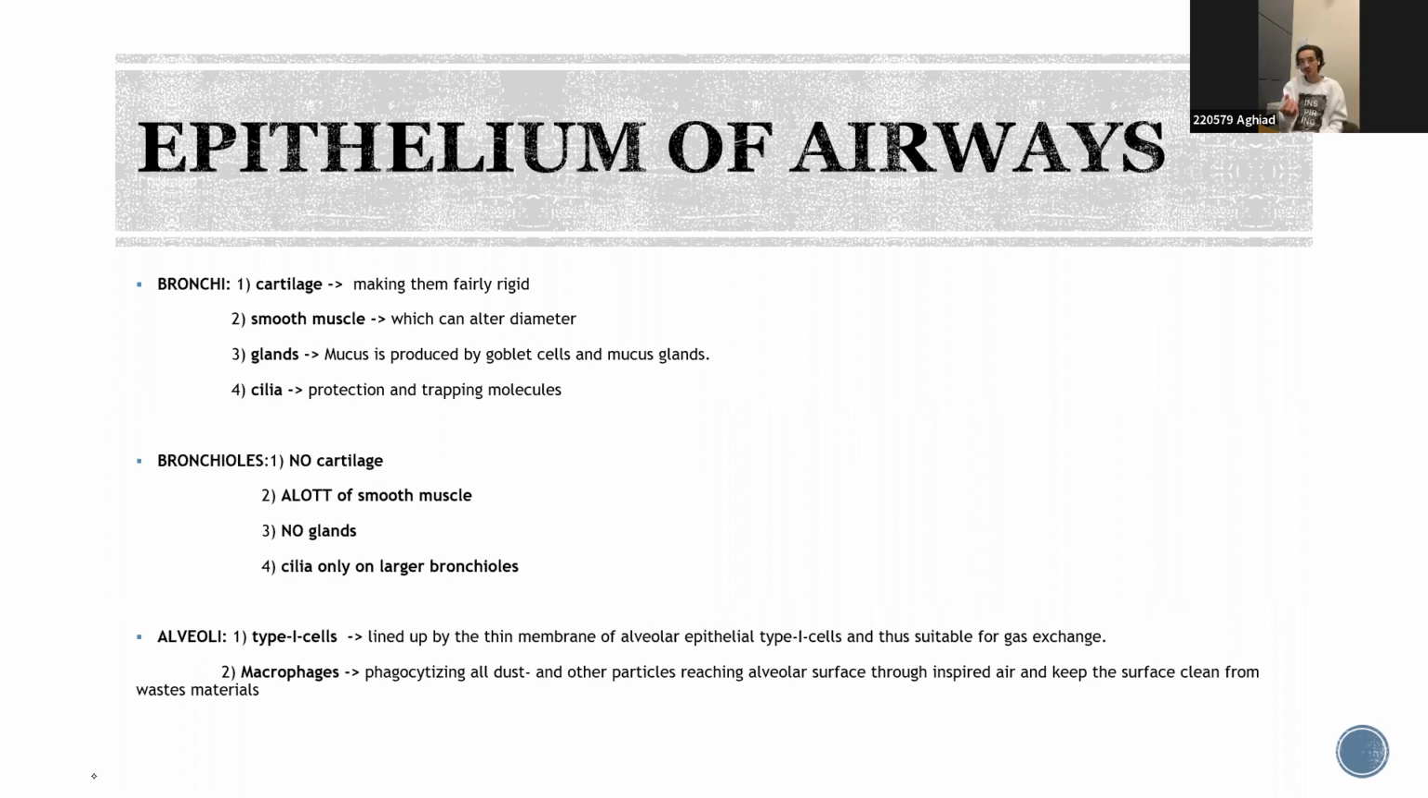You have smooth muscle, which can alter the diameter. You guys must have heard of bronchoconstriction, bronchodilation, just like vessels, right? You have the glands and cilia. This is the protection system of it. The glands entrap any pathogens, and the cilia move it up. So it's protection and trapping molecules, and glands as well, mucus, right? You get into the nitty-gritty details and the histology, but it's just for your understanding.